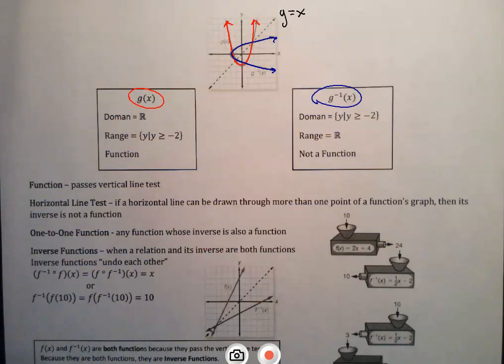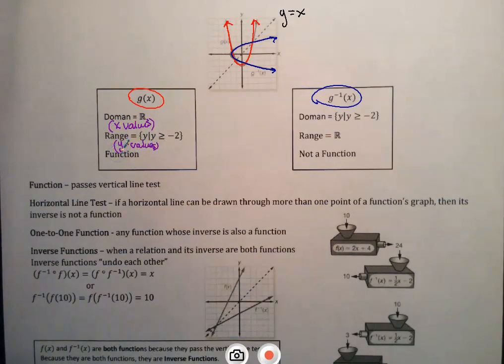So let's look at these. G of x has a domain that's spelled incorrectly on your paper. I was just checking. Okay, so the domain is all real numbers. Remember, the domain is your x values, so these are the x values, and the range is the y values.